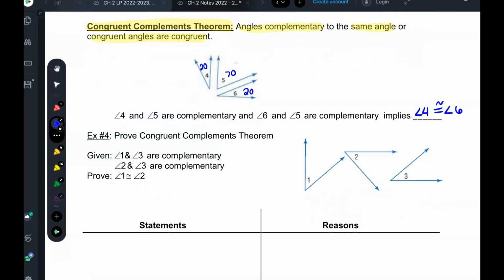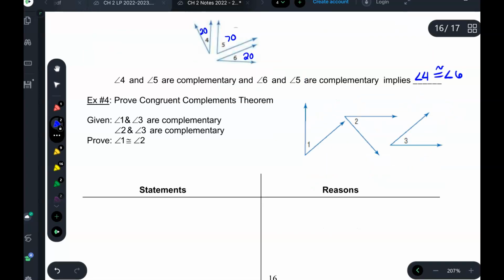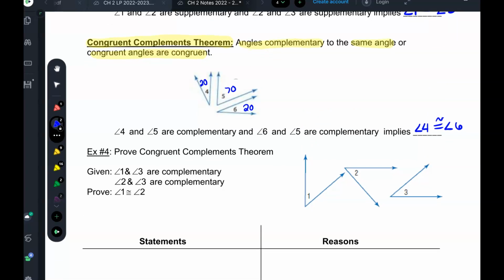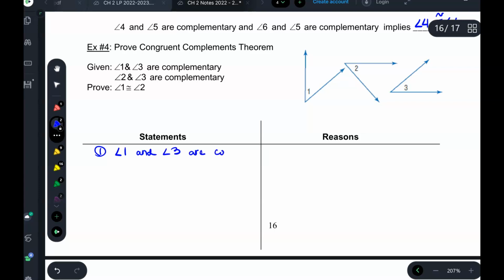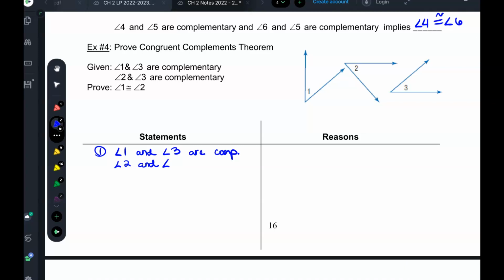Okay, we're going to prove this last theorem, the congruent complements theorem. How does it start off? It starts off with two pairs of complementary angles. I can't use the theorem in order to prove the theorem, but I can use any other theorems or definitions on that paper. So angles 1 and 3 are complementary, and then we have 2... what's complementary? It's just substitution.